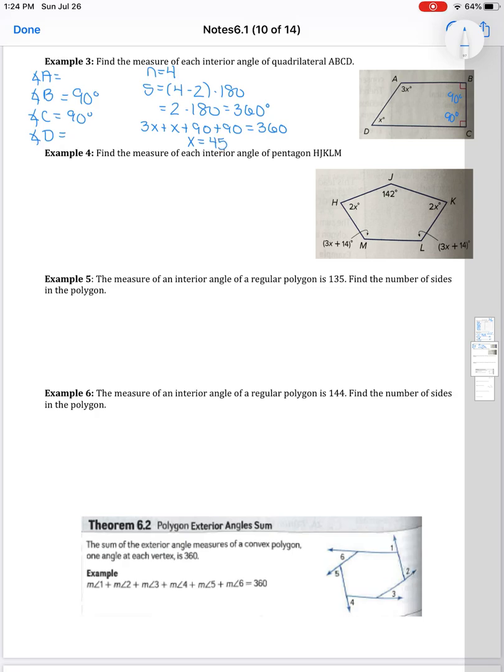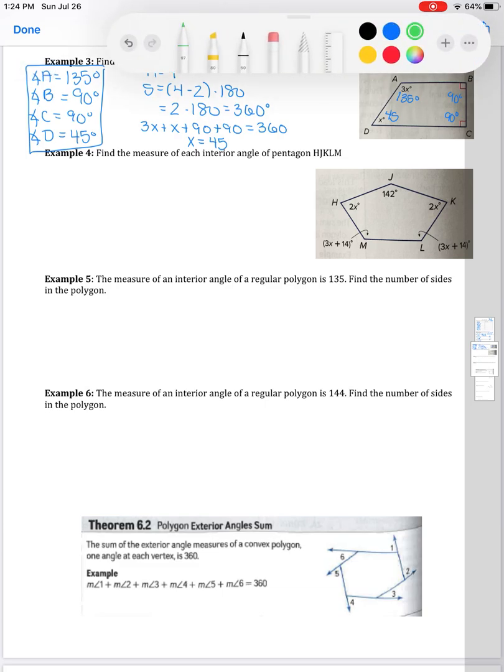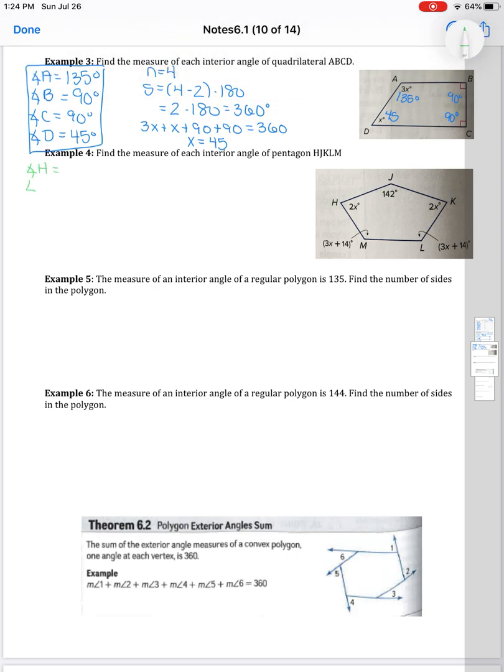So I'm going to use my formula that says n minus 2 times 180. And 2 times 180 gets me 360. So I know that all of the angles put together make 360 degrees. So that means that 3x plus 90 plus 90 equals 360. And when I solve for x, I get x to be equal to 45. So D is equal to x, which means that angle is 45 degrees. A is equal to 3 times 45, which would then be equal to 135. And I have now found all of the angles in that figure.